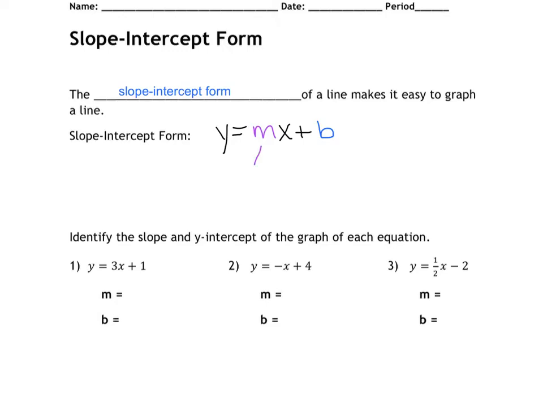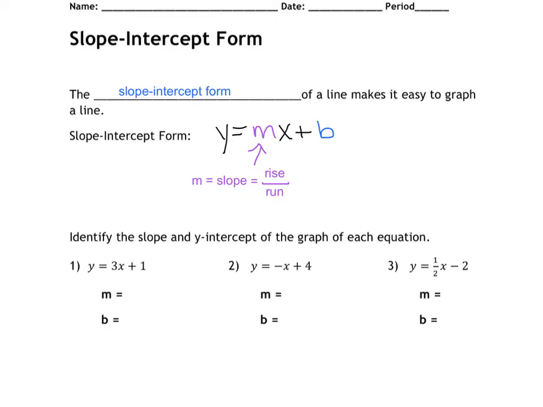Now we discussed our m. Our m stands for our slope. So our m is equal to slope, which is also equal to your rise over your run. So when we're using slope-intercept form, we're using the rise over run method.